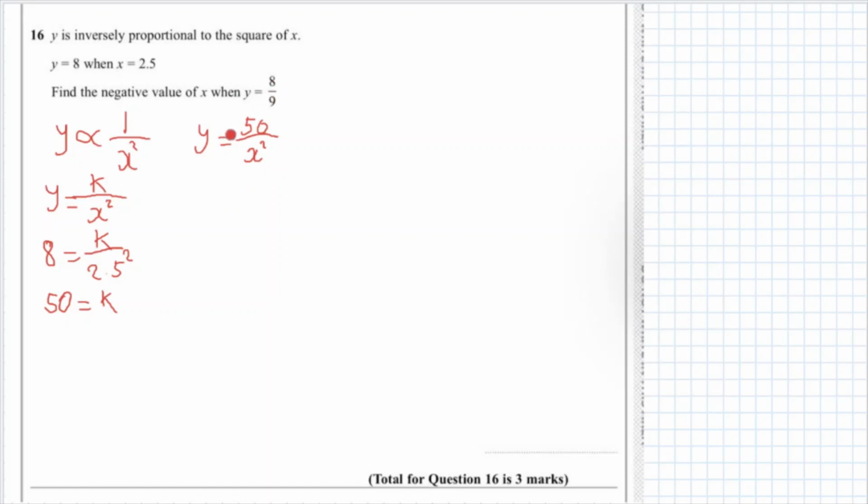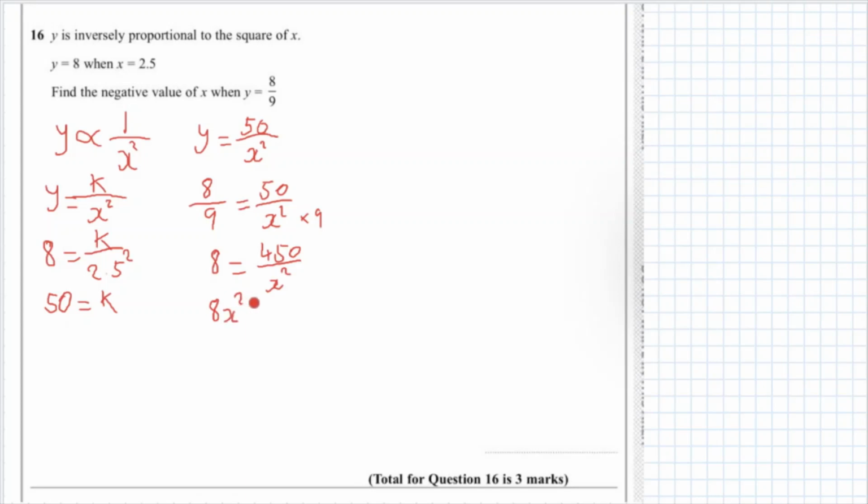So to solve for x, we want to substitute in y. So 8/9 equals 50 over x squared. Now, to someone that struggles with algebra, this might look very nasty to solve. I get that. But basically, when you've got fractions, you generally want to get rid of the fractions to solve them. Let's start by timesing both sides by 9. That gives you 8 equals 450 over x squared, since 50 times 9 is 450.